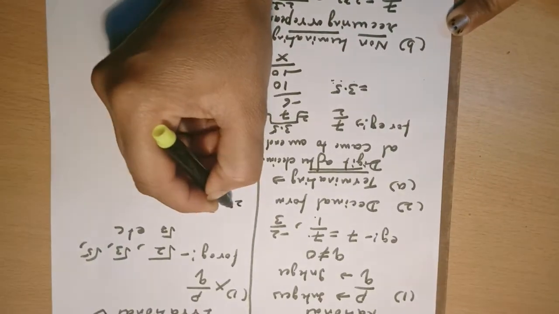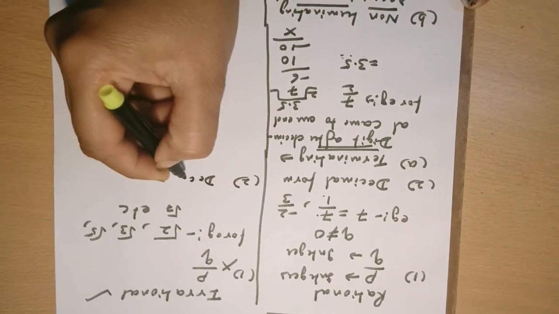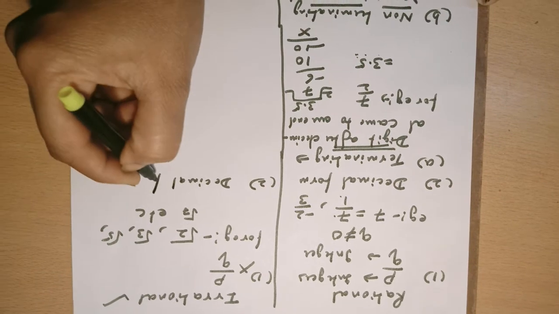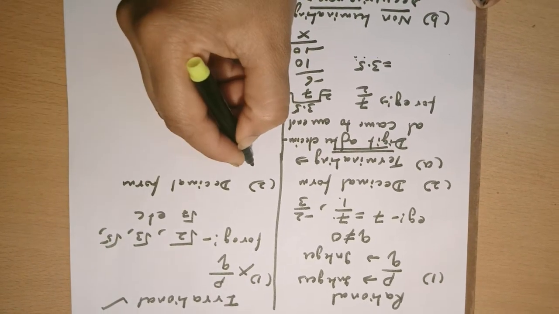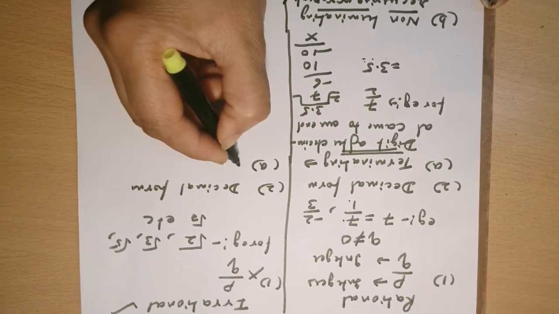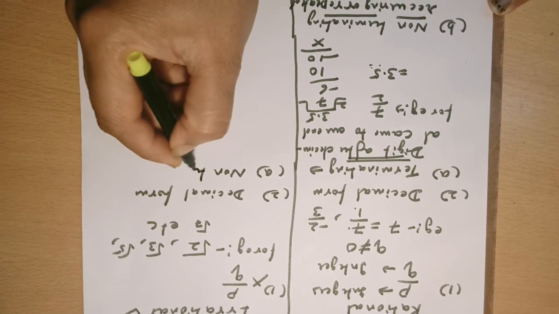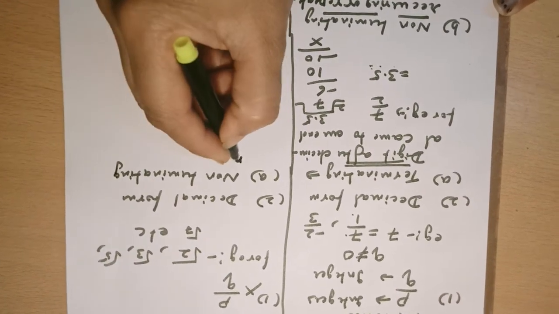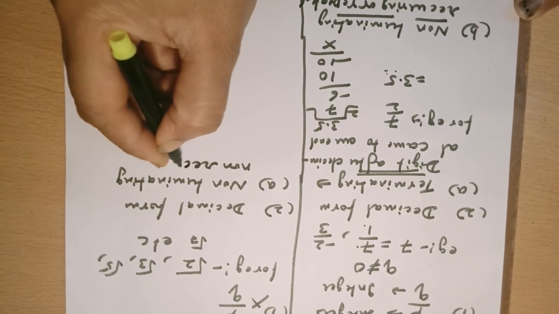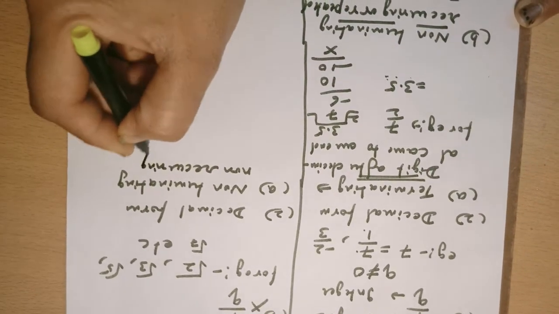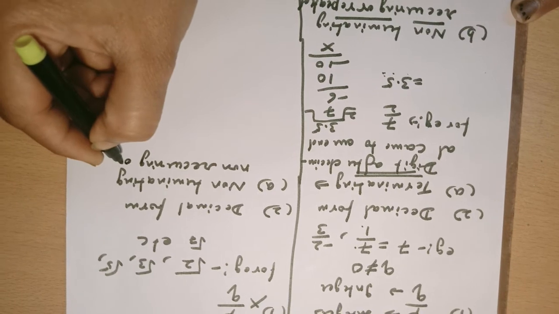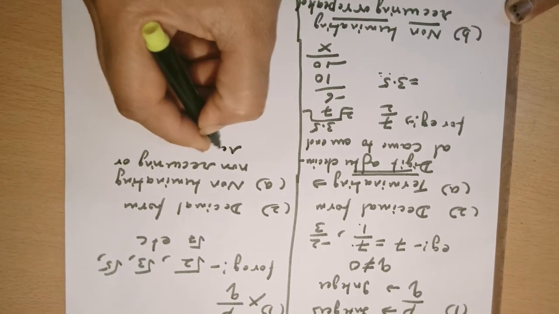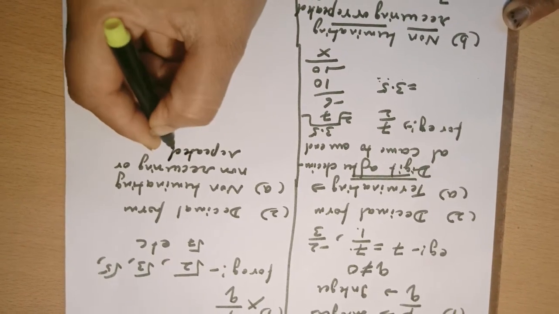Now come to the decimal form of an irrational number. An irrational number has only one type of decimal form, that is non-terminating, non-recurring. Non-recurring means non-repeated decimal form.